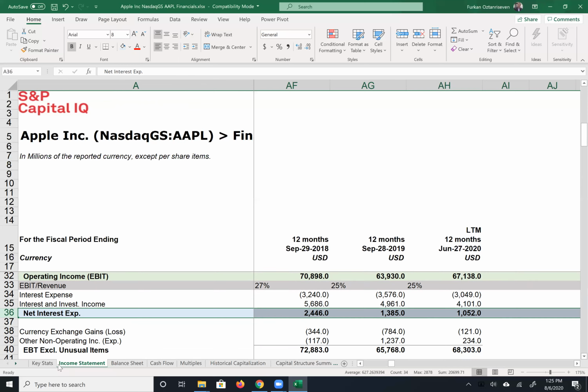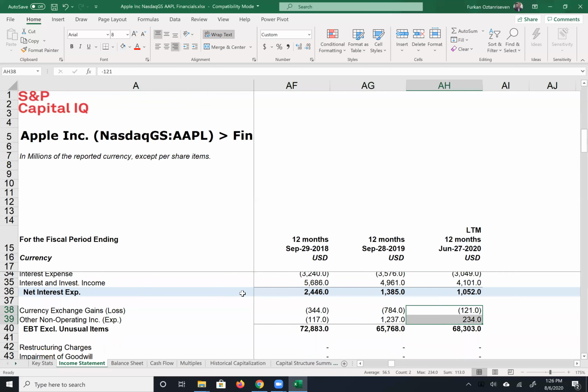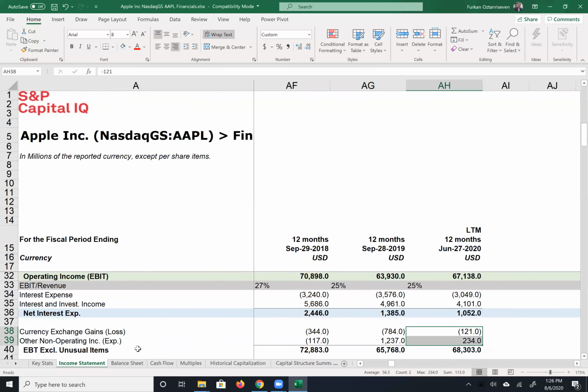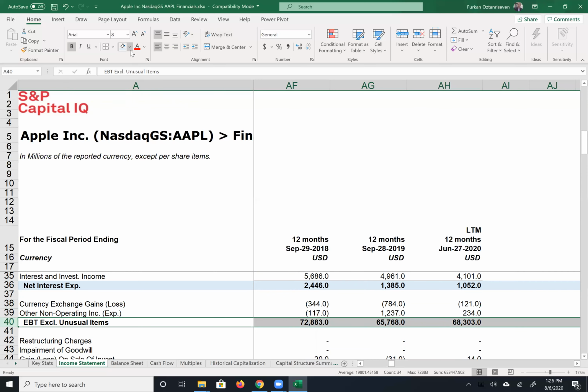Now you can see some EBT excluding unusual items like currency gains or losses. Looks like the company lost $121 million. And then other non-operating expenditures and income, looks like the company generated income from this. So again, it's a positive together. And you can see that the company overall EBT, excluding unusual items, is right here, $68.3 billion. So this is another interesting figure to consider.